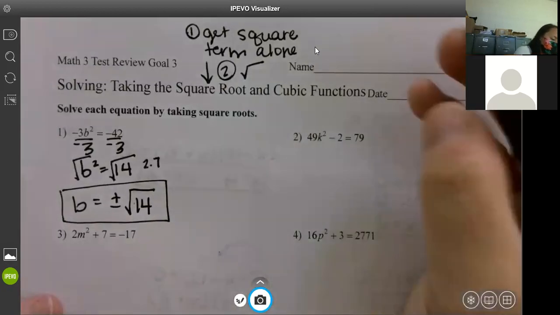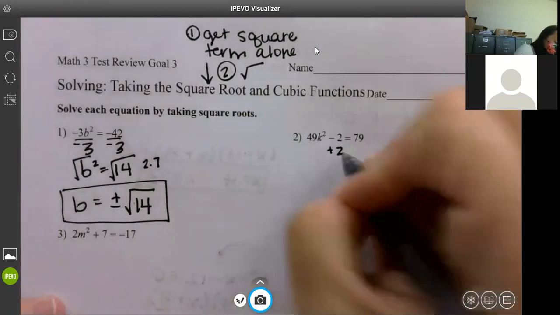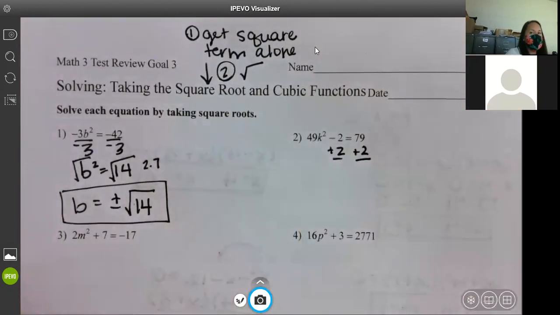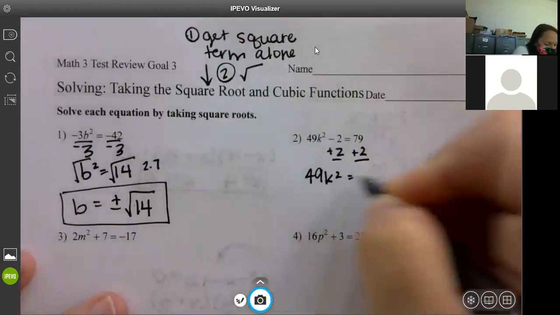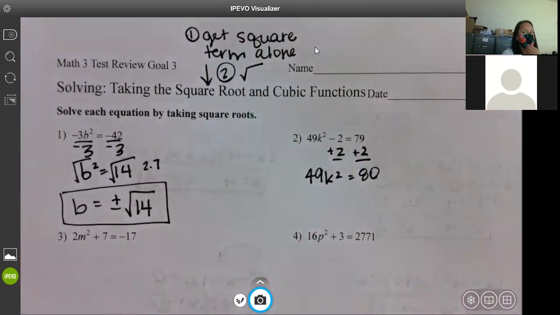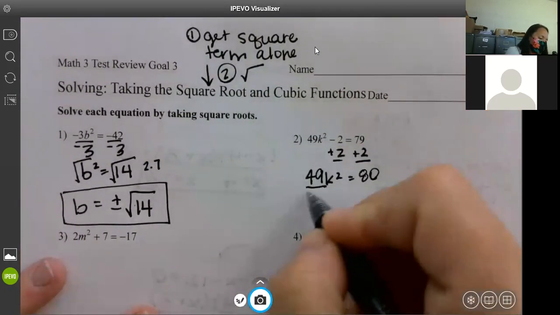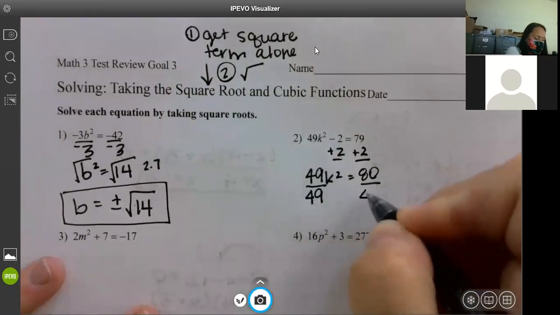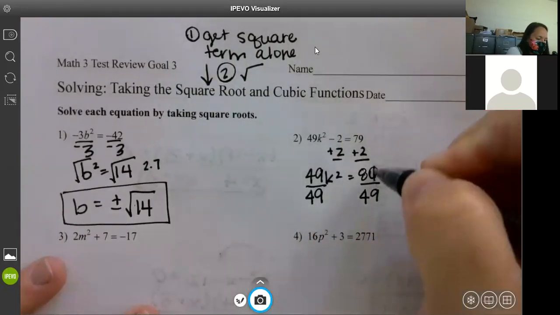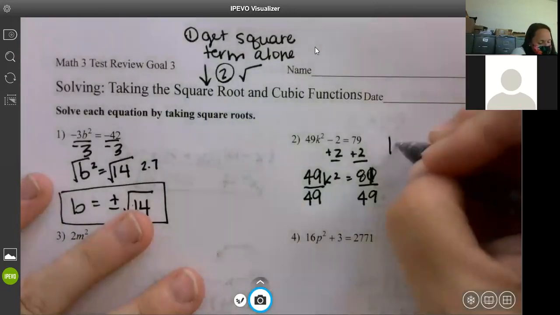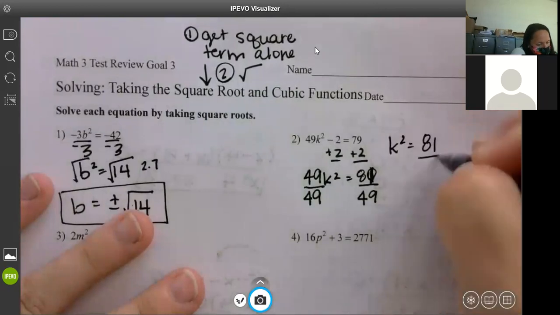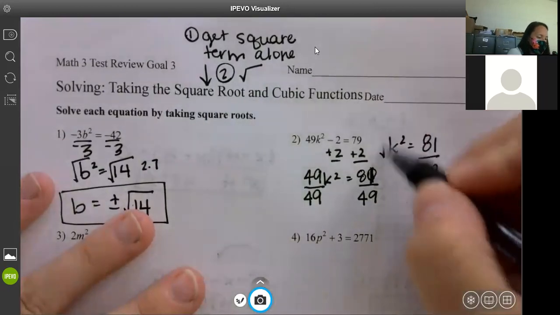Okay. On this one, you got to get the square term by itself. So we're going to add 2. We get 49k squared equals 81. We're going to divide by 49. Yes, 81. Sorry. I'm telling you, this week is not my week. All right. So k squared equals 81 over 49. I got it by itself. Now I'm going to square root.